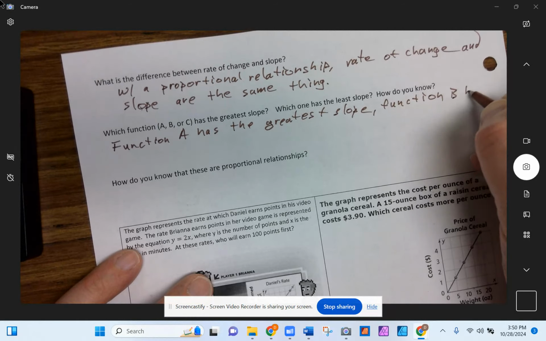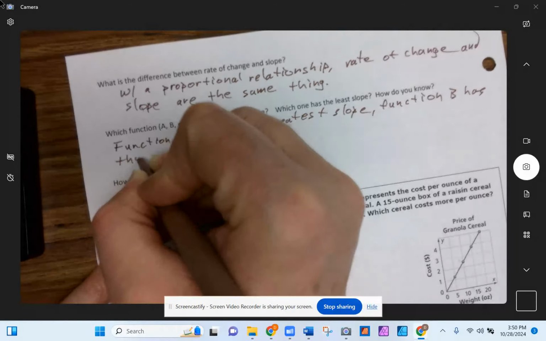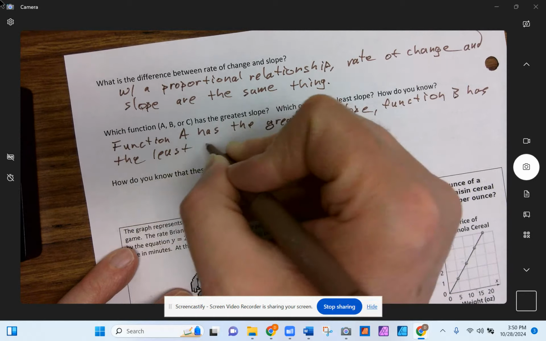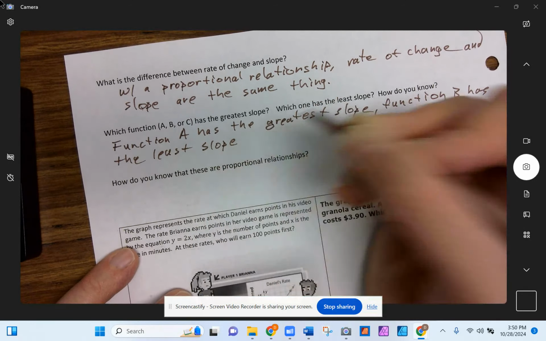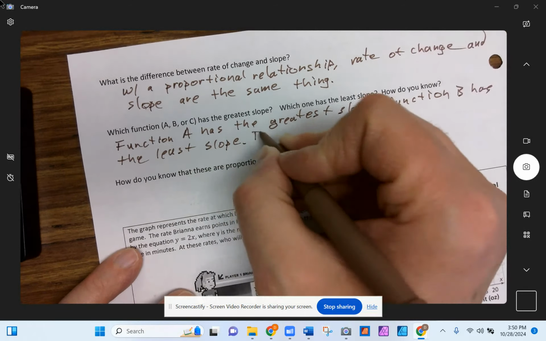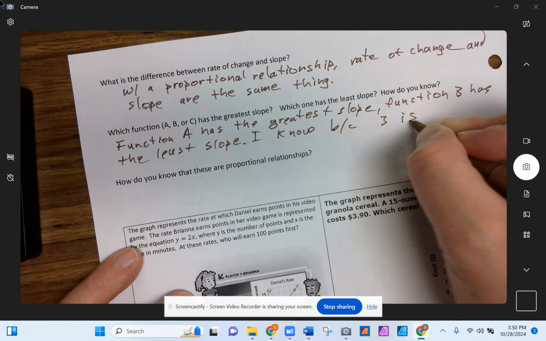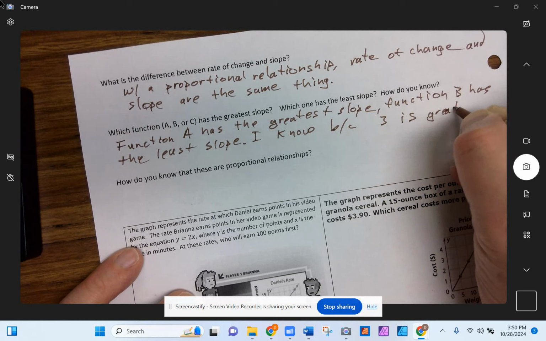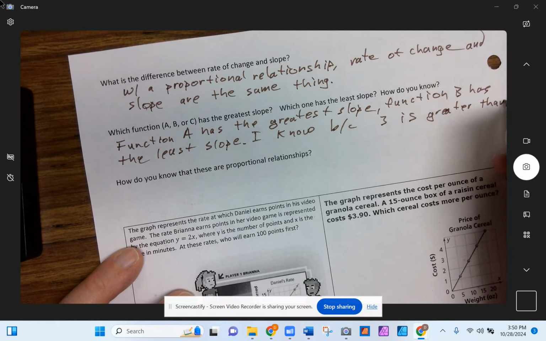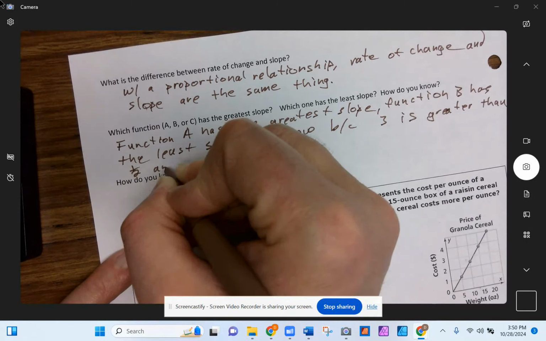Function B has the least slope, smallest maybe. How do you know? I know because 3 is greater than 1/2 and 4/3.